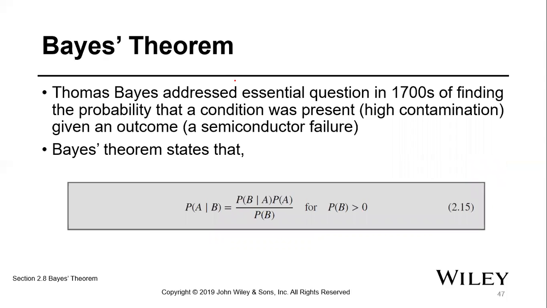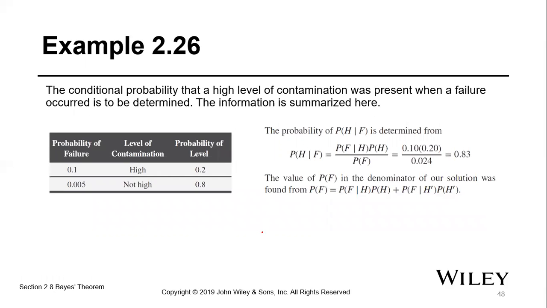So all this leads up to Bayes' theorem. This happened in the 1700s, and he was finding probabilities that a condition was present, in our case high contamination, given an outcome, semiconductor failure. So the theorem itself states that the probability of A given B is equal to the probability of B given A times the probability of A, divided by the probability of B, so long as, once again, event B has a higher than 0% chance, because you can't have a 0 in the denominator. So in here, we're back to our semiconductors.